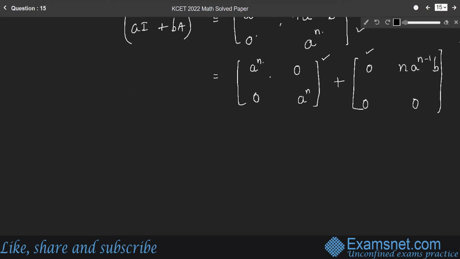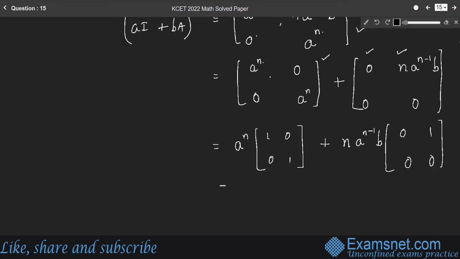In the first matrix, we can take out a raised to n and the remaining will be 1, 0, 0, 1, which is an identity matrix. And in the second matrix, we can take out n into a raised to n minus 1 into b, and the remaining matrix will be 0, 1, 0, 0. So a raised to n times 1, 0, 0, 1, an identity matrix of order 2, plus n a raised to n minus 1 into b times 0, 1, 0, 0.